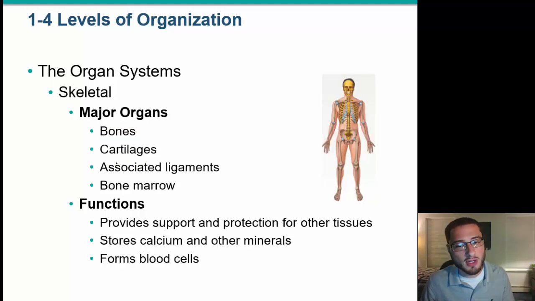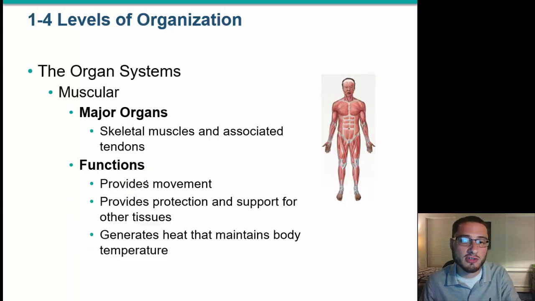Skeletal system, it's for support and protection. It is your bones. Also includes ligaments and cartilage, bone marrow. Muscular system consists of the muscles, not only the skeletal muscles that are going to move your limbs around, but also the muscles in your digestive tract and in your heart, which are different types of muscles.